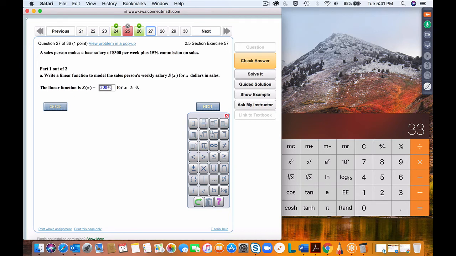15%. So that's 0.15x. I place x because I don't know how much the commission on sales will be until you finish the week. Then you will know how much the sales are, and then you can apply the commission on sales, which is 15%. But until then, it's an unknown variable. So that's the meaning of x, and that's it. We check.